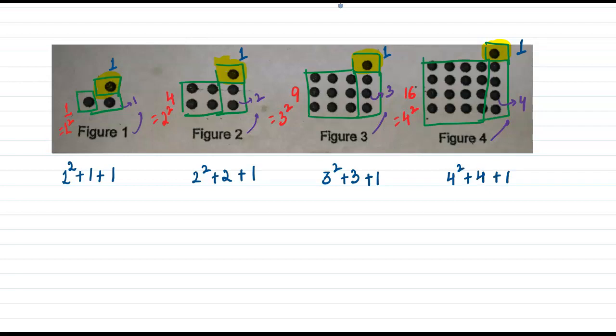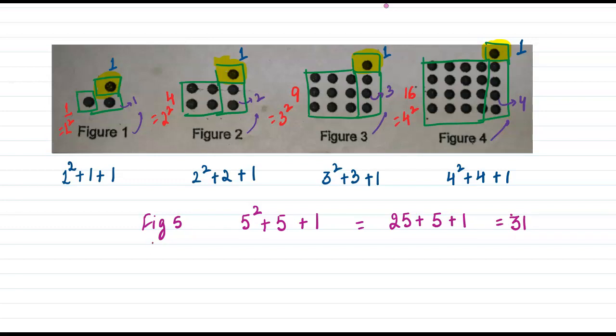So, can you tell me what would be the expression for the next figure, that is the fifth figure? Yes, it's going to be 5 square plus 5 plus 1. So, when we solve it, we are going to get 25 plus 5 plus 1, which is equal to 31. So in the next figure, there are going to be 31 dots.